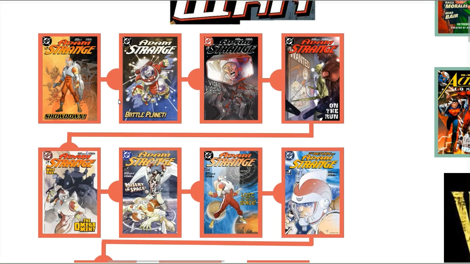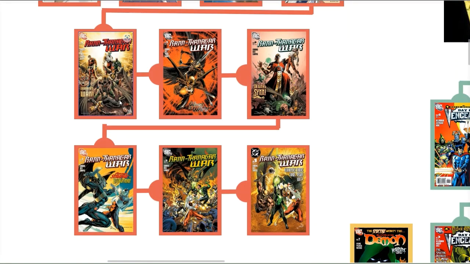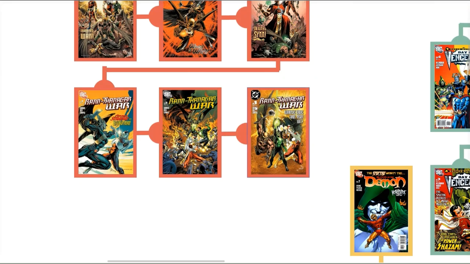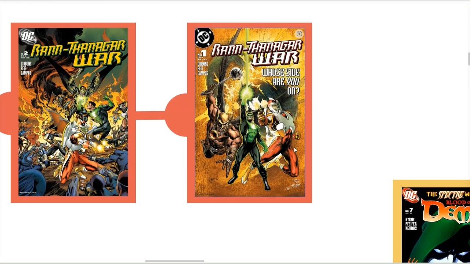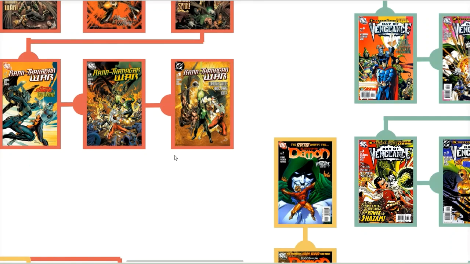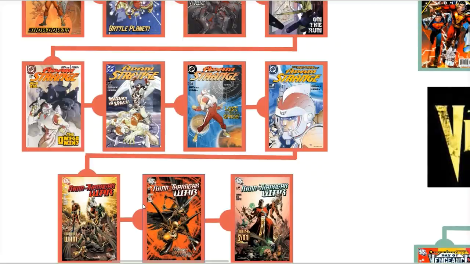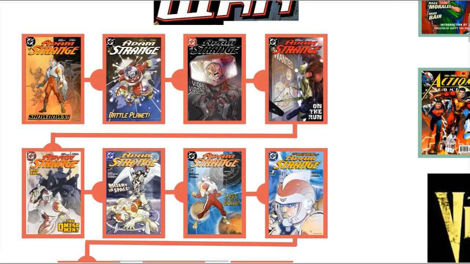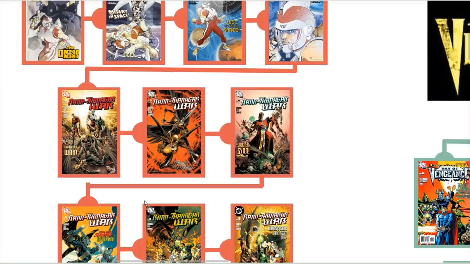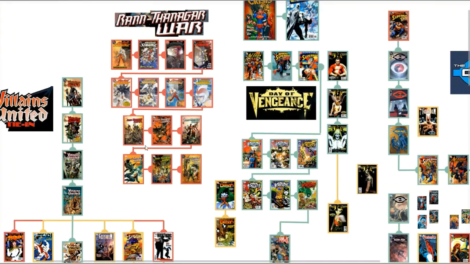You'll notice all of these are red because in my opinion, none of these issues are worth reading. The Rann-Thanagar War has no link to Infinite Crisis other than literally, and I shit you not, the last page of issue 6, which ends saying to be continued in Infinite Crisis issue 1. So this whole Rann-Thanagar thing is, as far as I'm concerned, a complete red herring. It's token, it can be ignored. I'm not going to talk about this again at all.